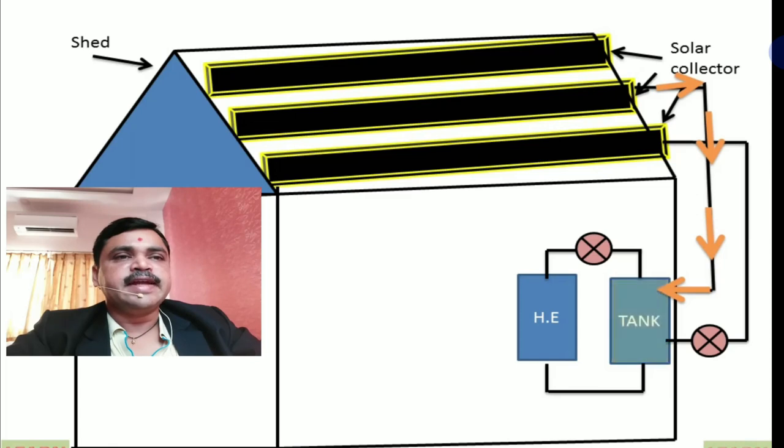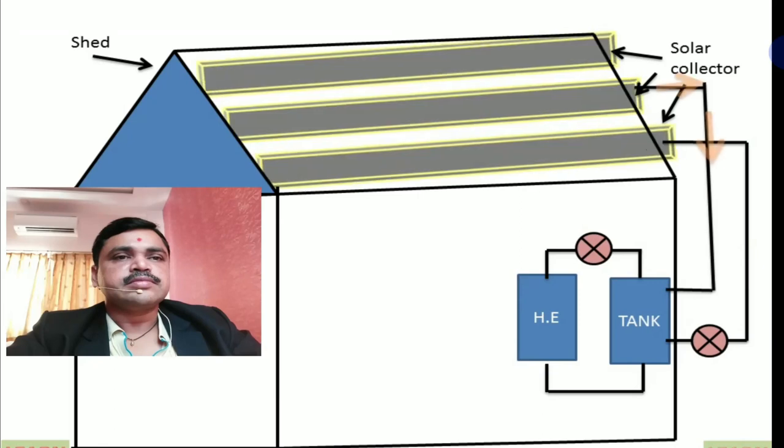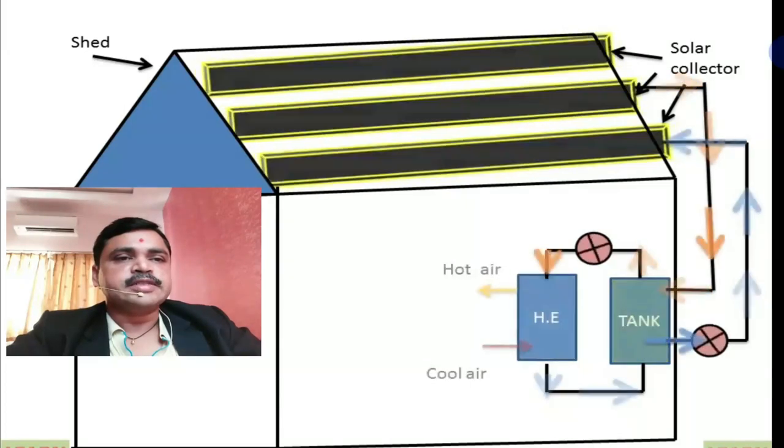First of all, air is heated in the collector and then stored in storage, and it passes through a heat exchanger where heat is exchanged from hot air to any subject of the cycle, and then this hot air heats the space. So the process is continuous. Cool air comes in and hot air goes out. The whole day this type of process continues.